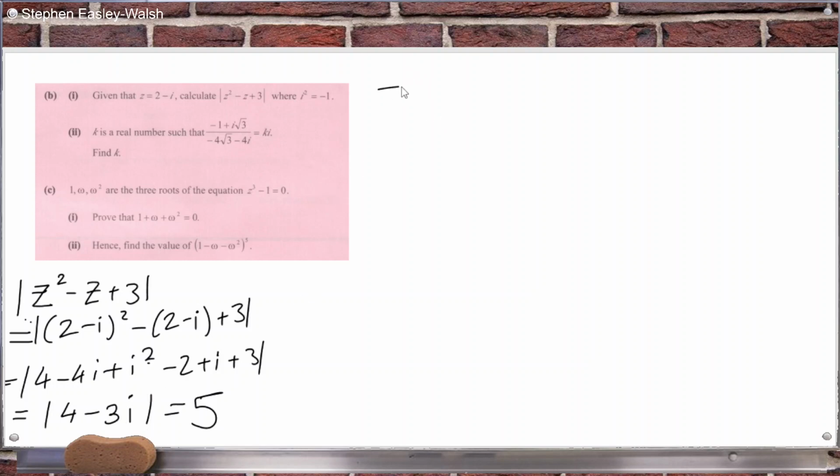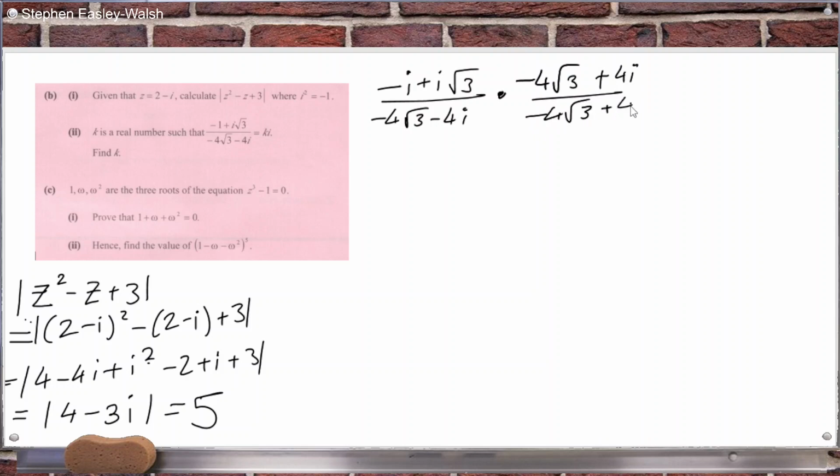Next, we just want to simplify this fraction. It should not have any real component. So the way we do that is we multiply above and below by the conjugate, which is minus 4 root 3 plus 4i over minus 4 root 3 plus 4i. So on the top, did I write i twice? I did, that's actually a 1. On the top, I multiply by minus 1, I get 4 root 3 minus 4i. Then I multiply by i root 3.